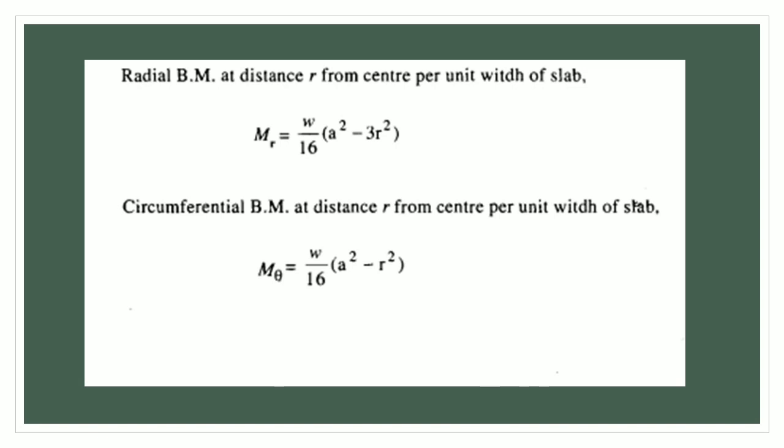So, the radial moment at the center is WA² divided by 16, and the radial bending moment at a distance r from the center per unit width of slab is W/16 (A² minus 3R²). Likewise, the circumferential moment at the center is WA²/16. The circumferential moment at the edge is 0. The circumferential moment at a distance r from the center per unit width of slab is W/16 (A² minus R²).